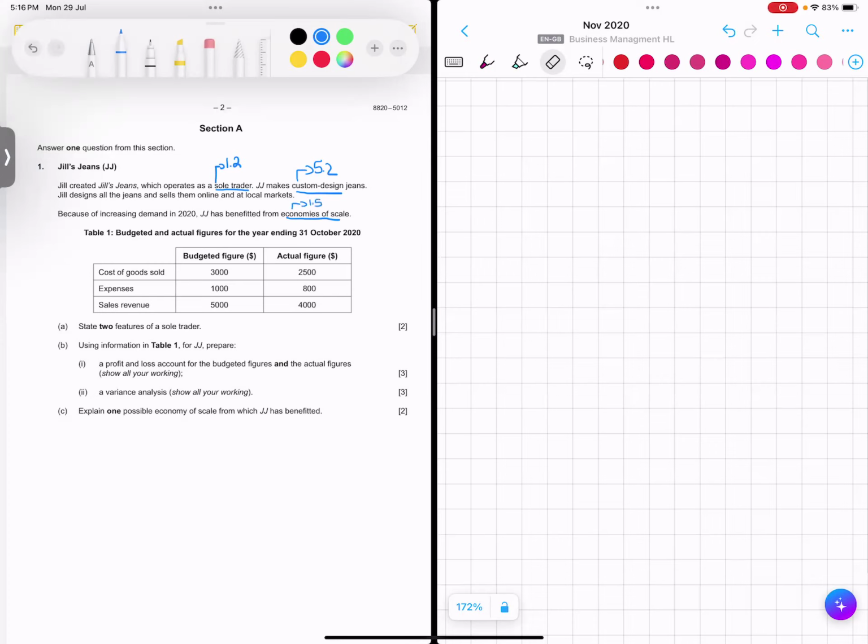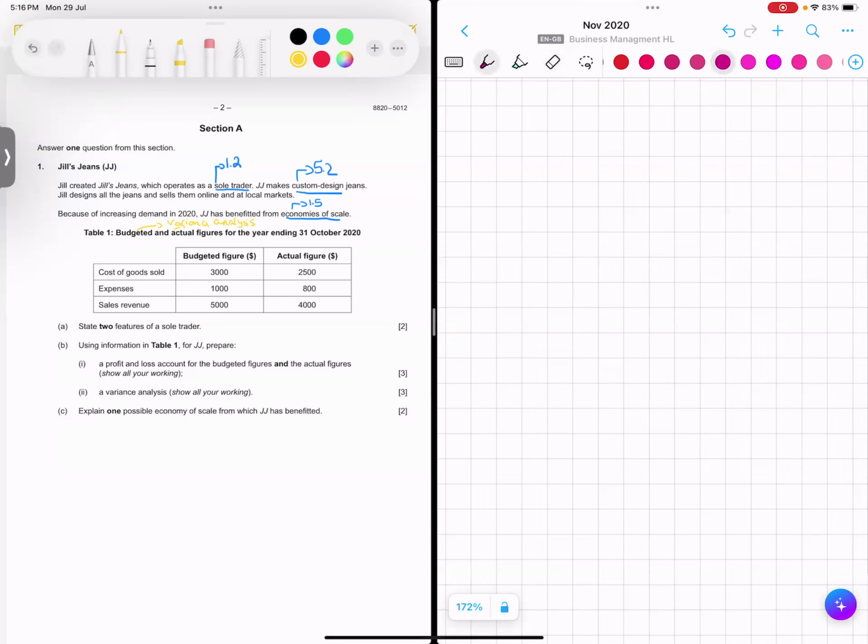Okay. So now we have our budget and actual figures. Always remember that when we have actual and budgeted figures, this means that we have a variance analysis deal. Now we have to do your first question. State 2 features of a sole trader.